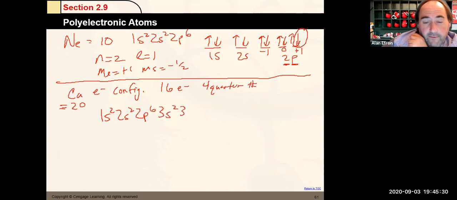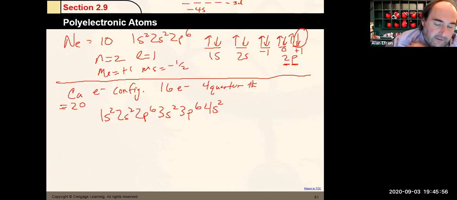3s2, 3p6. That is 18. And then we should go again here to 4s next, and it would be 4s2. Remember, there's that difference in energy. When the electrons go in, the 4s actually is lower in energy than the 3d. So electrons do go into the 4s first, and then into the 3d.